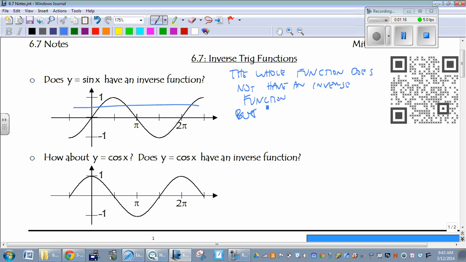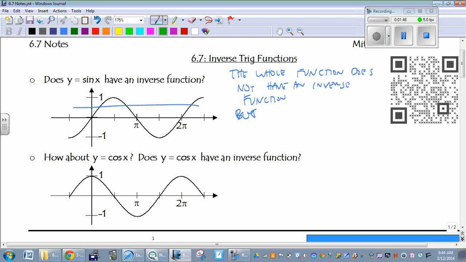But we've all used the inverse sine button on our calculator before, so we know it has to work somehow. How does it work? How do we get around the fact that this whole graph does not have an inverse function? No, you're thinking of cosecant. The way we get around this is we just look at one part of the graph.